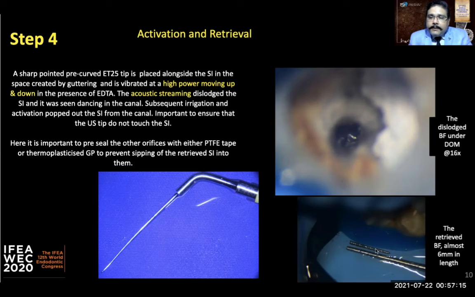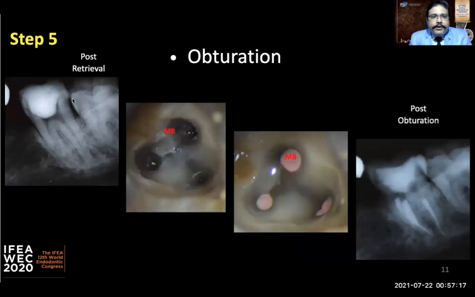Now here, this was the preoperative picture, just after the file was retrieved, and this is a comparison of the two canals, here not very wide, and this is the MB canal after obturation, and this is the final picture.